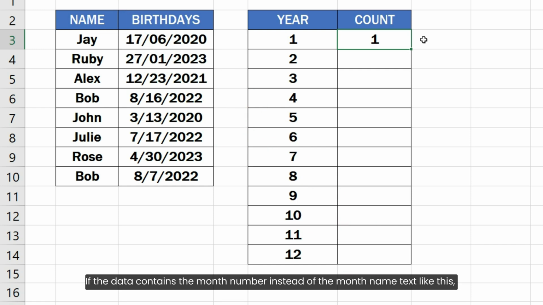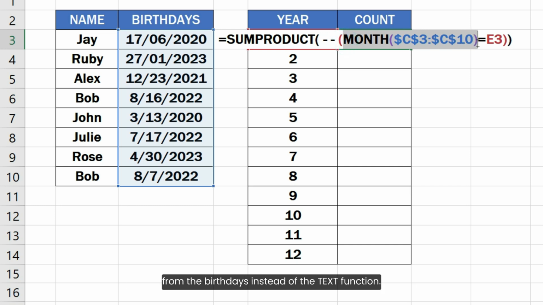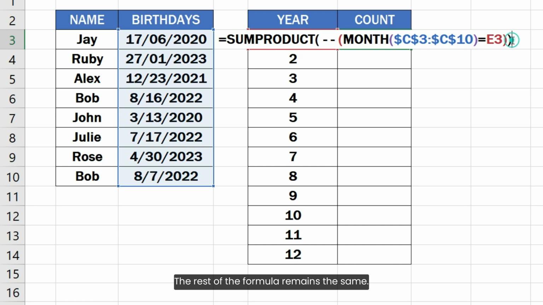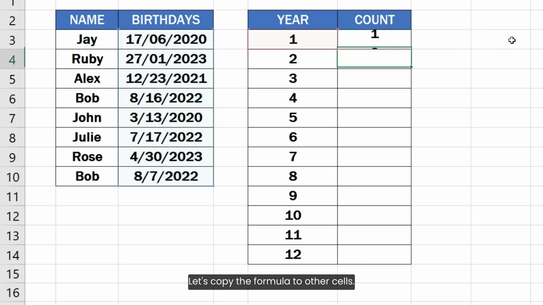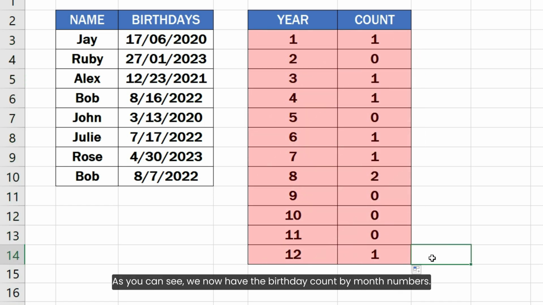If the data contains the month number instead of the month name text like this, we can use this formula to get the birthday count for the month number. Here I used the MONTH function to extract the month number from the birthdays instead of the TEXT function. Since there are 8 cells in the range, the MONTH function returns an array of 8 month numbers, which is then compared with the month number we have. The rest of the formula remains the same. Let's copy the formula to other cells. As you can see, we now have the birthday count by month numbers.